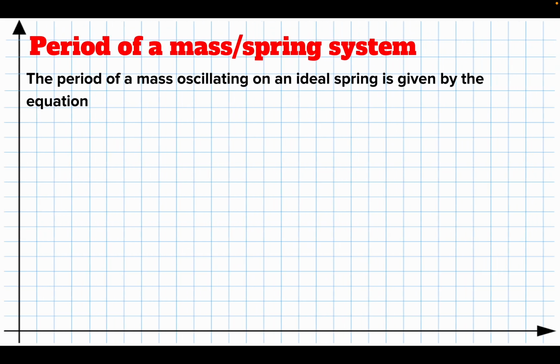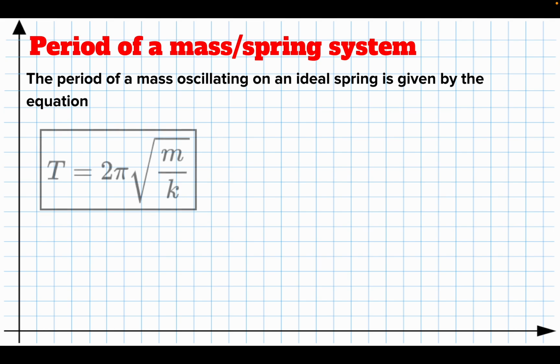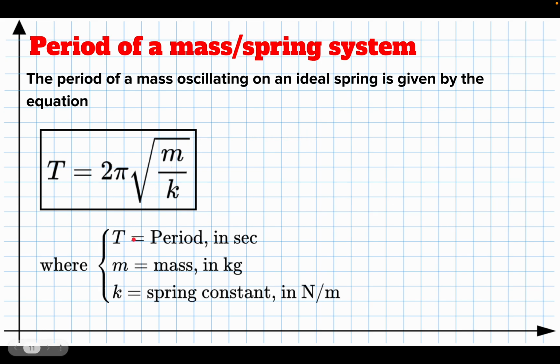For a mass oscillating on an ideal spring, the period is given by this, 2 pi times the square root of m over k. And this looks very similar to what you just did for the pendulum. There's some deep connections between the two, which will come out next week. So we're just going to solve problems with this today. So m is the mass, so here's sort of the annotation. T is the period, it's measured in seconds. M is the mass, it's measured in kilograms, and k is the spring constant, which is measured in newtons per meter. So if you take m divided by k, you get the period.